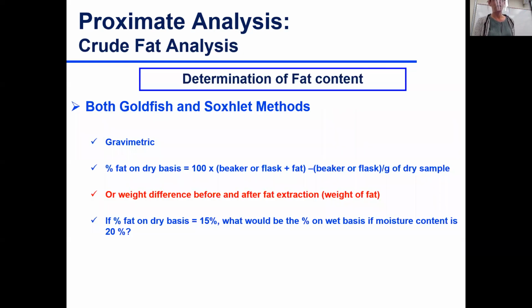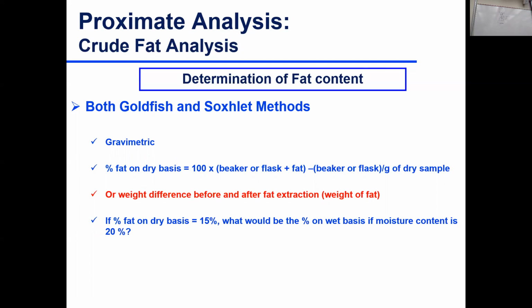Okay. Both Goldfish and Soxhlet methods are gravimetric, meaning we take weight and measure weight after we defat. Either we measure the flask that had the solvent and fat in it, directly measuring it, or we measure the weight of the extracted sample.